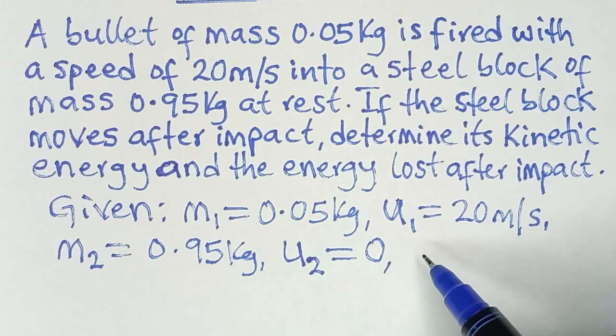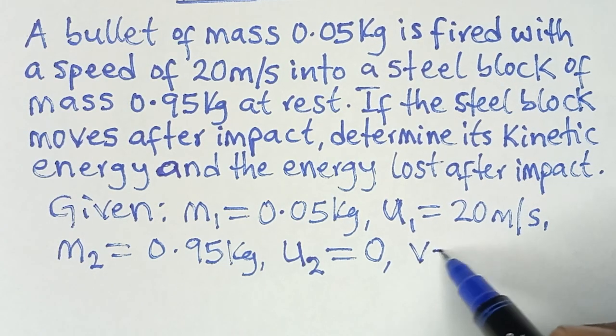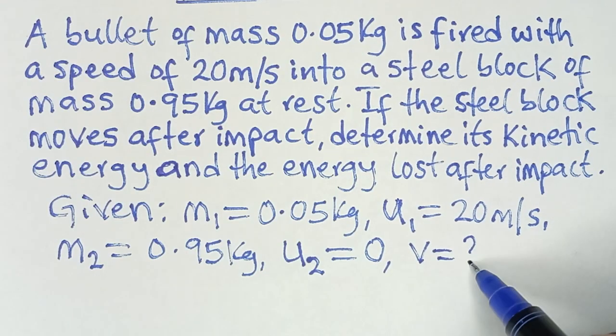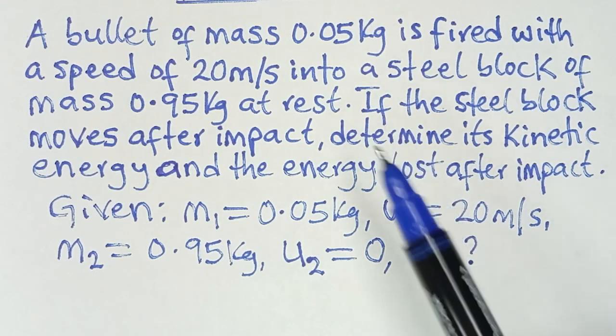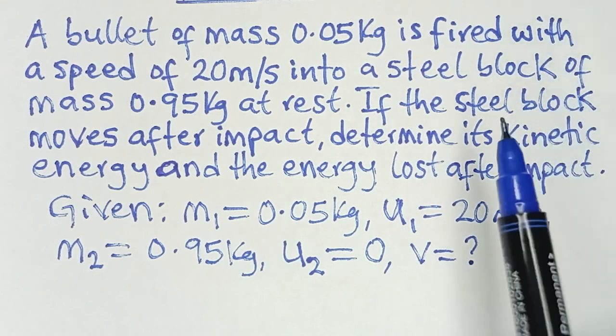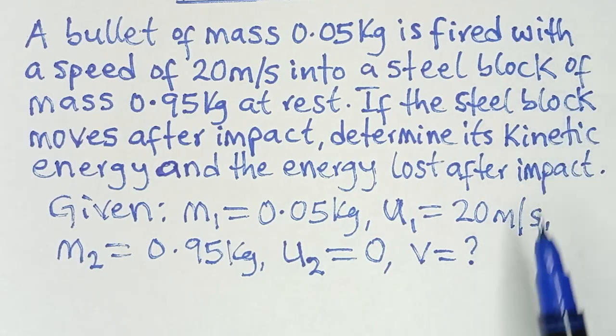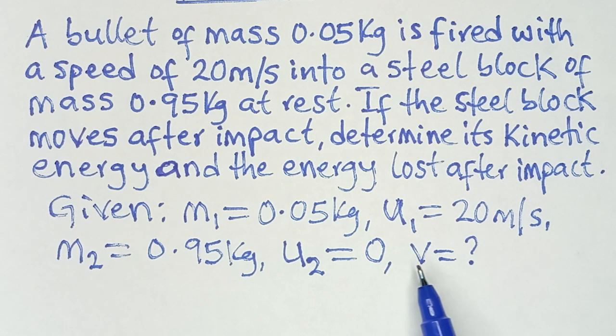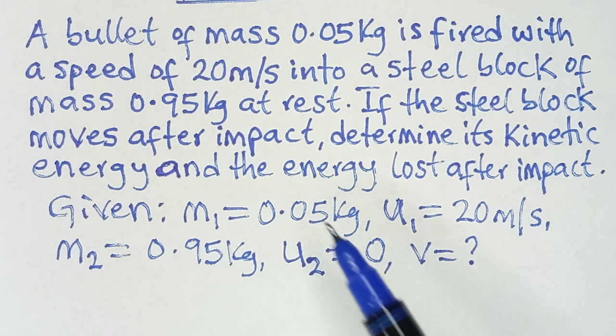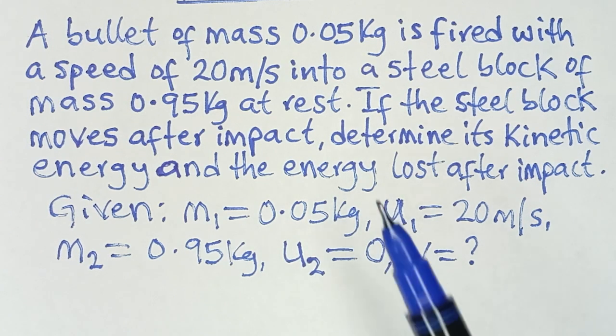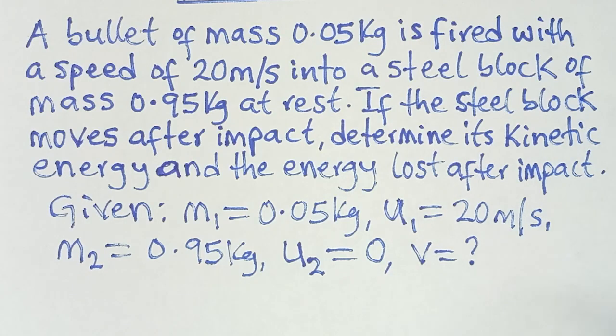So the first thing we have to calculate here is the final velocity with which the two of them move together after the bullet is shot into the steel. Don't forget, the bullet is shot into the steel. So the bullet and the steel together will move with a common velocity V. And that is what we have to calculate first. That will now help us to find the energy after collision and also the energy lost in the process.